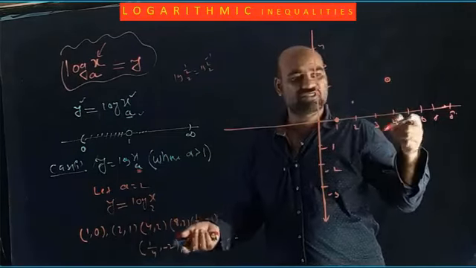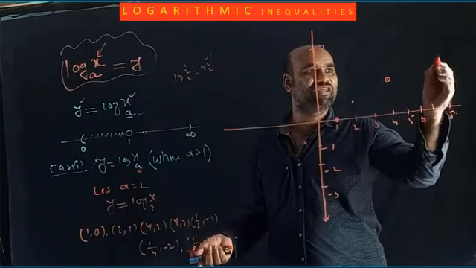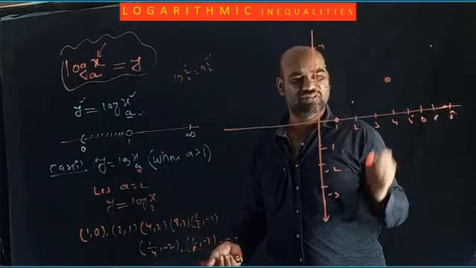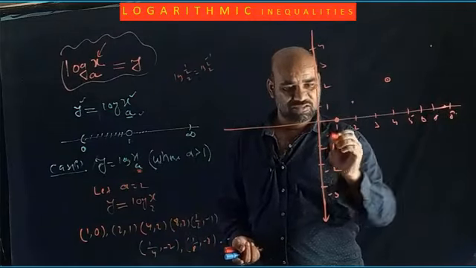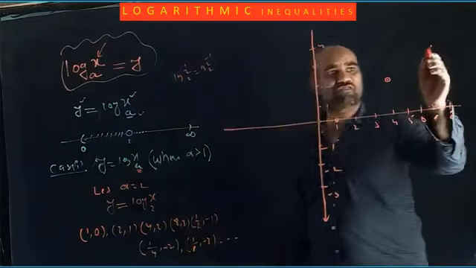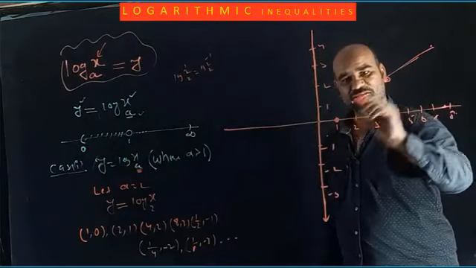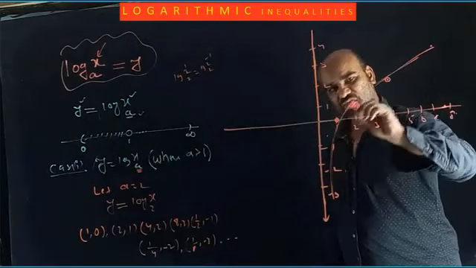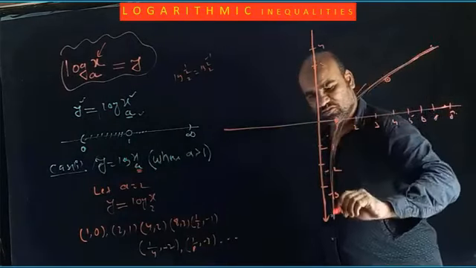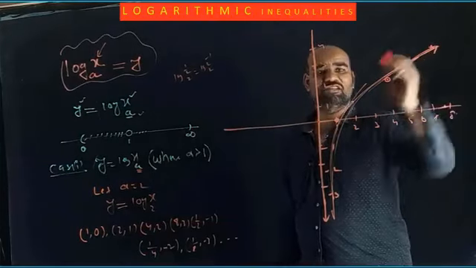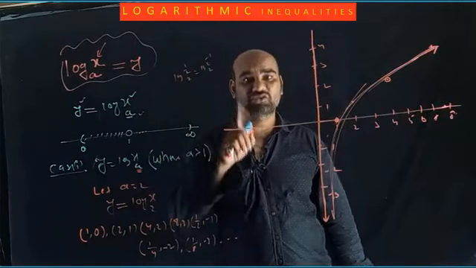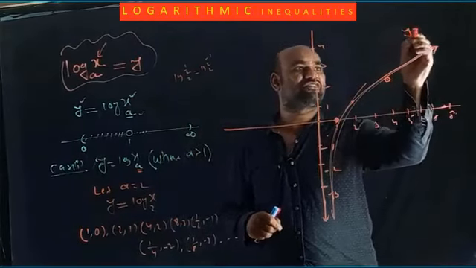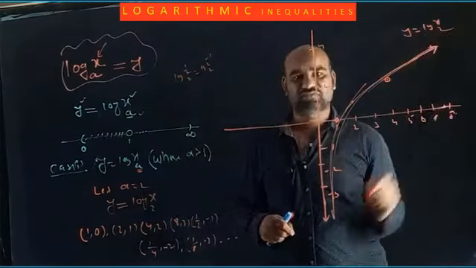If x is equal to 8, we get y equal to 3. X is taken as half, the middle. So finally, if you take all the solutions, your graph will be like this. Okay, so finally, this is the graph of y equal to log x base 2.